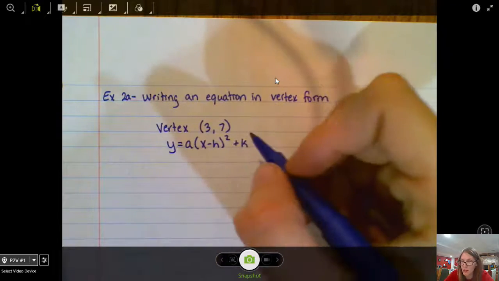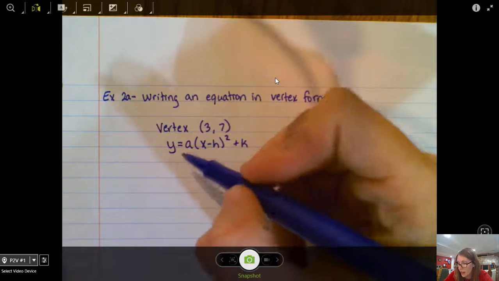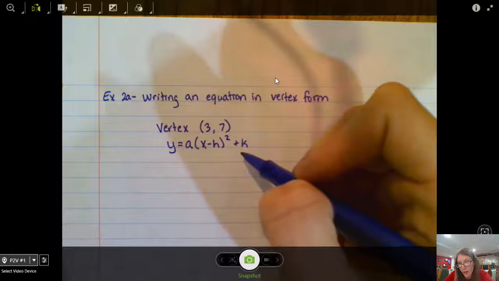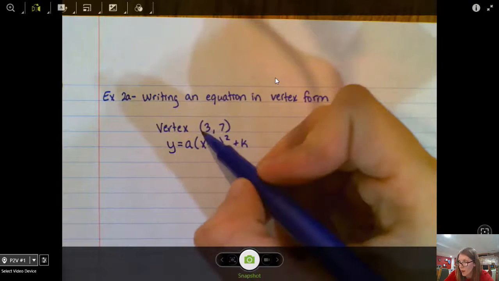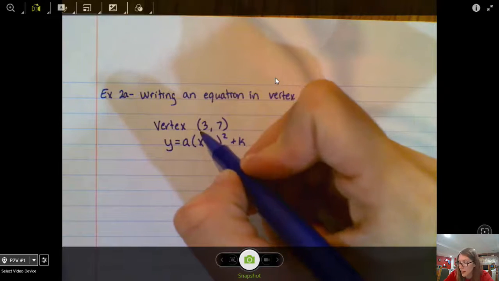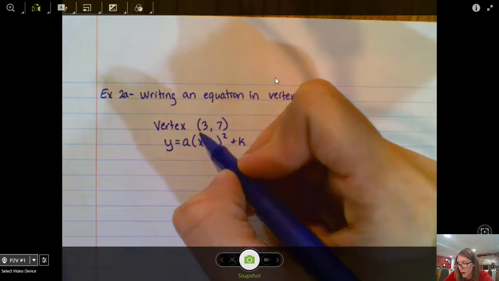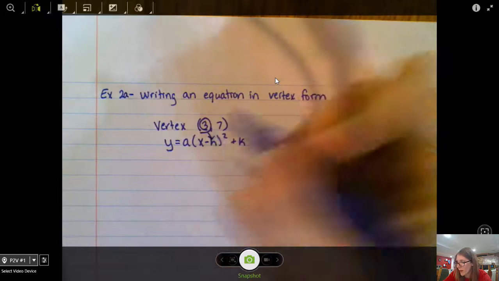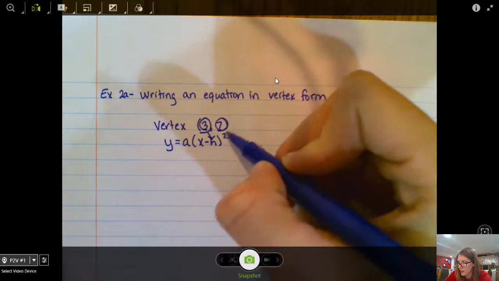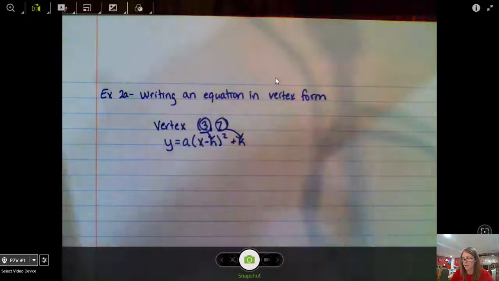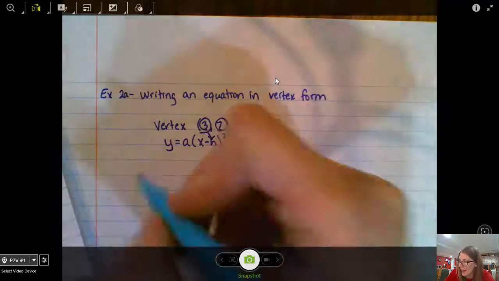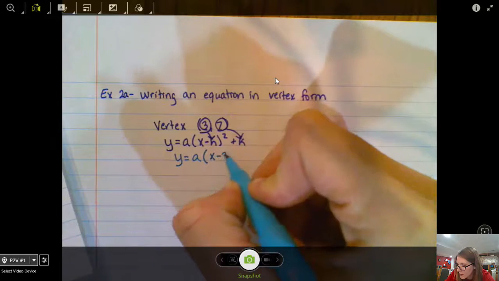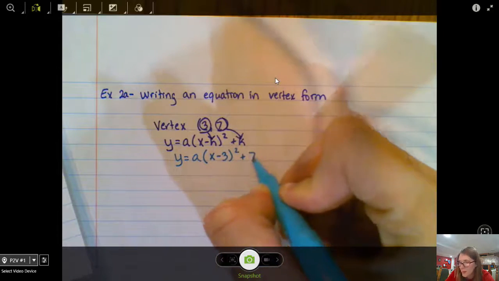And remember that really this is all transformations. This a value is our vertical stretch or shrink, h is our translation left and right, k is our translation up and down. So if my vertex is at 3, translated 3 to the right, you can plug this in. And the 7, translated 7 up, that goes in for k. And after I do that, I get y equals a times (x minus 3) squared plus 7.